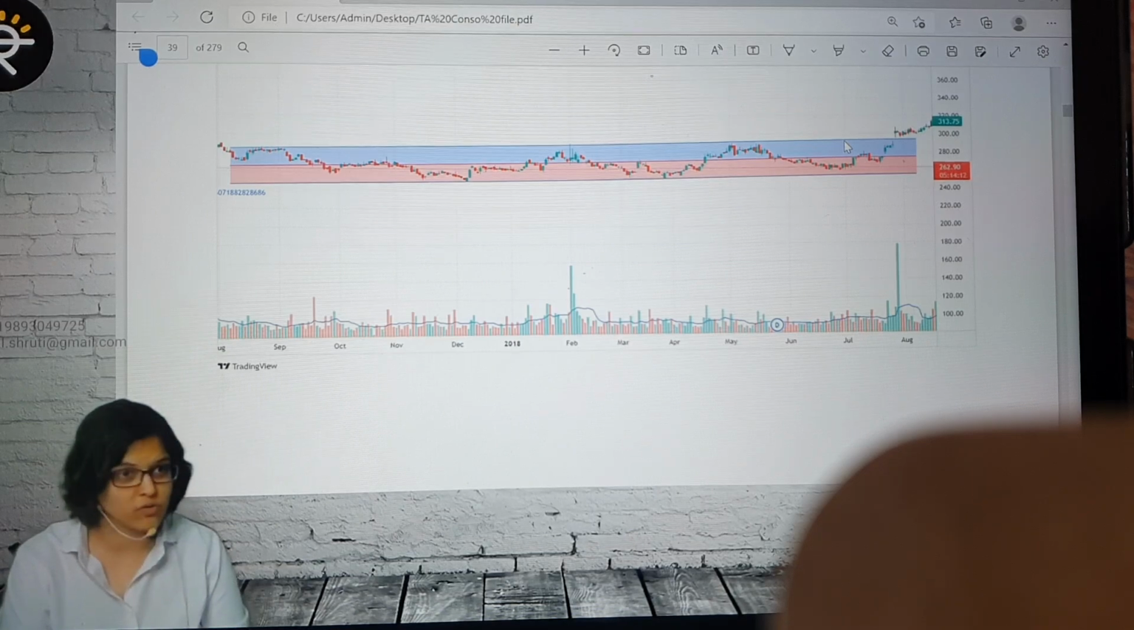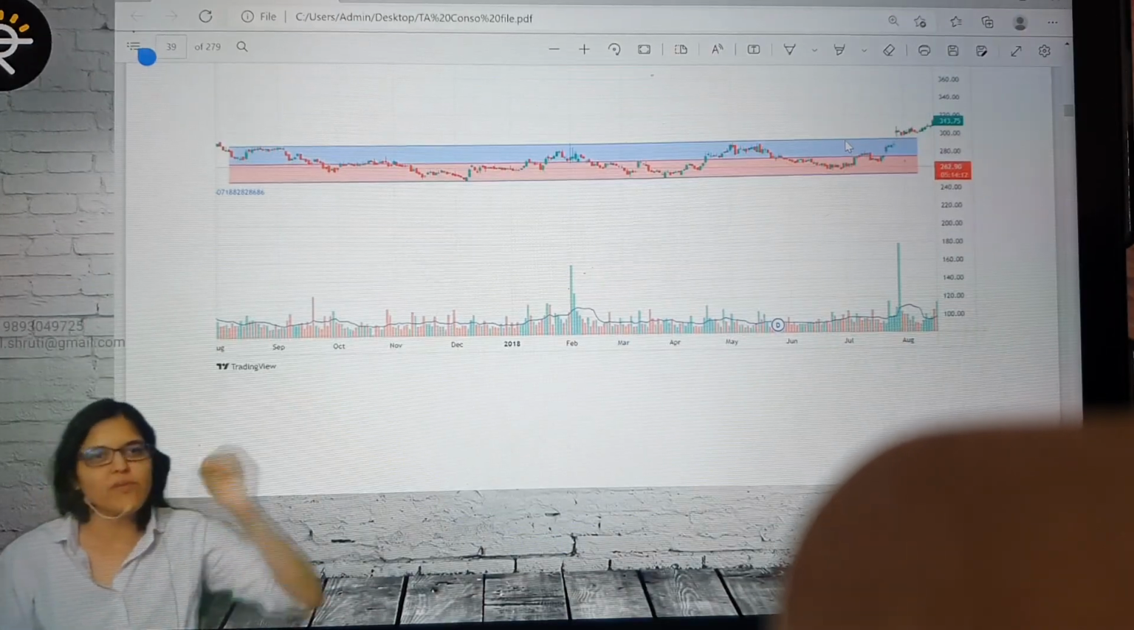And how to go to TradingView also I have taught you, and it is free, that also I have told you. Don't go for the paid one immediately. Daily time frame and from 1st Jan till today.